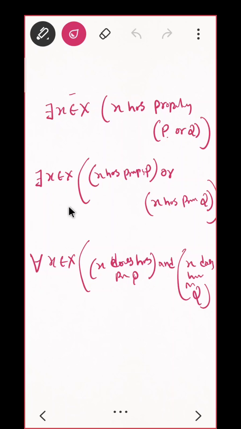So let me just repeat it quickly. The statement was there exists x in X, x has property P or Q. I am just reframing it like this: there exists x in X such that x has property P or x has property Q. So this is or, now this is my statement P, this is my statement Q. So what will be the negation of this? This will be for all x in X, x does not have property P, and the negation of or will be and, x does not have property Q. Correct?